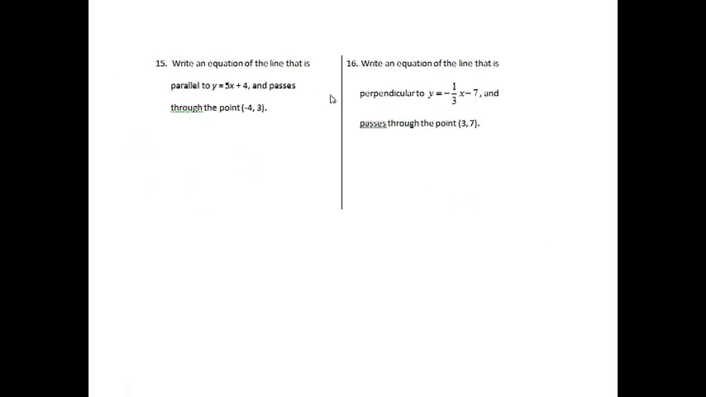Okay, number 15. Write an equation of the line that is parallel to y equals 5x plus 4 and passes through the point -4, 3. Right, parallel would mean we want something that has the same slope. Okay, so if we look at y equals 5x plus 4, the slope of that line would be 5. So if our line has the same slope, our m is going to be 5, and then we know we're passing through the point -4, 3. Okay, we can ignore the whole rest of that problem, so we can just scribble it off if you're tempted to use that plus 4.